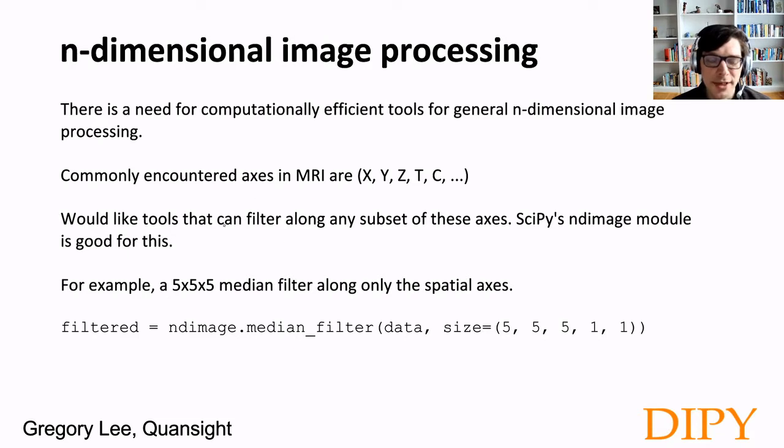So we'd like tools that can handle this data of arbitrary number of dimensions and do things like apply filters on any subset of the axes. CuPy has an ND image module that's fairly good for this. Just a basic example, shown in the last line here, of applying a median filter to some 5D data variable, where we've specified a 5 by 5 by 5 median filter along these first three axes, and then just set size to 1 along the other axes where we don't want to do any averaging.